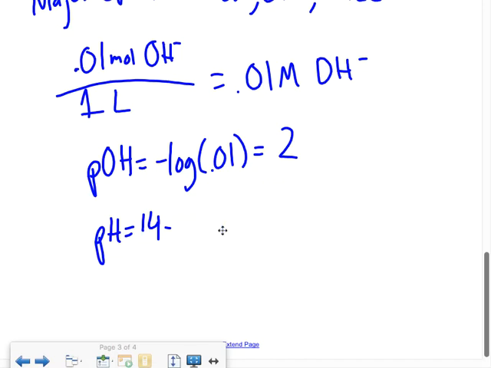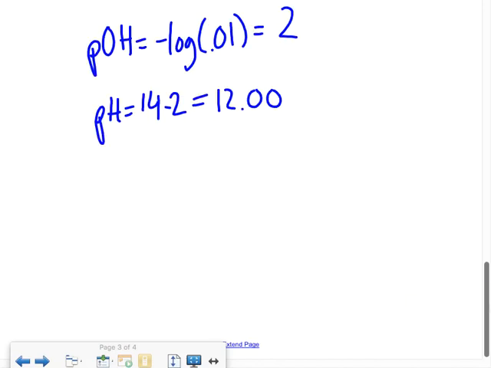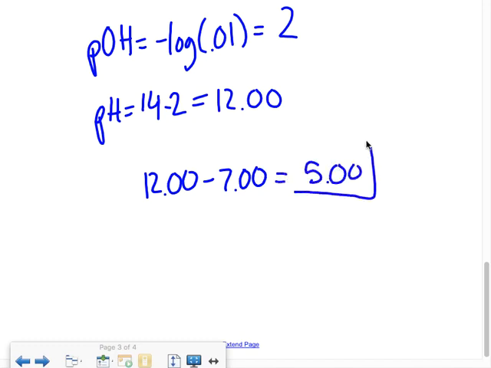And we have to think, how much did the pH change? It didn't explicitly state it in the problem, but we know that water starts out at a pH of 7. So if we had a pH of 12, changing from the initial pH of 7, that means the pH change was 5.